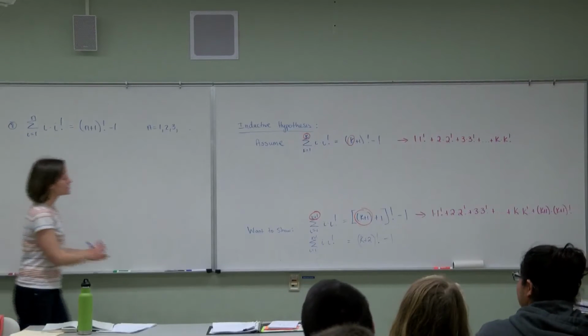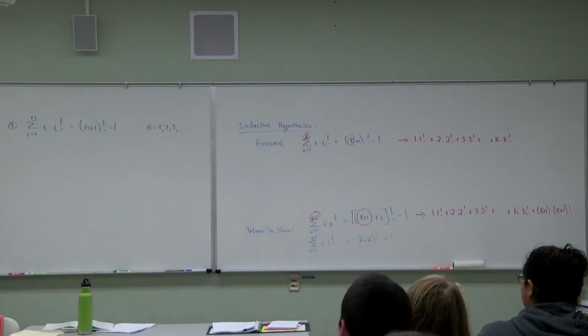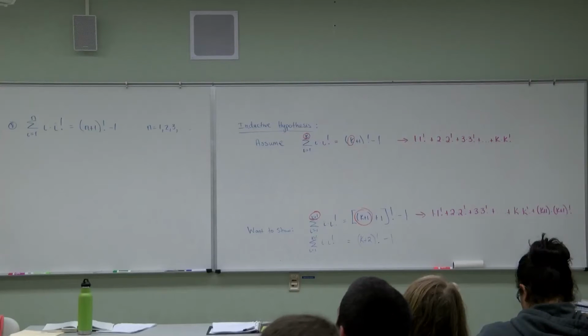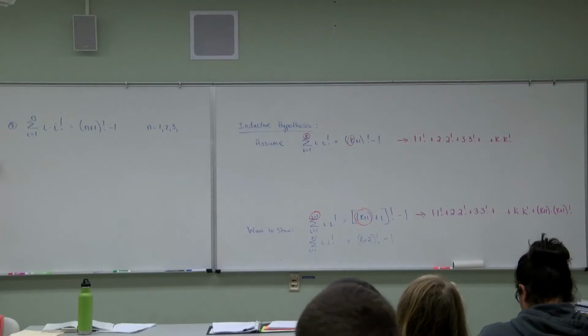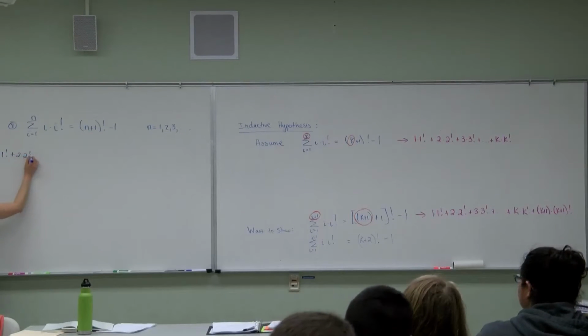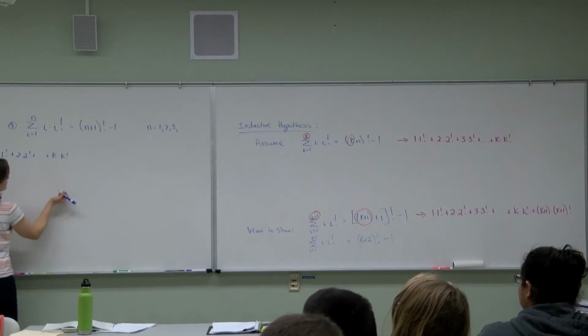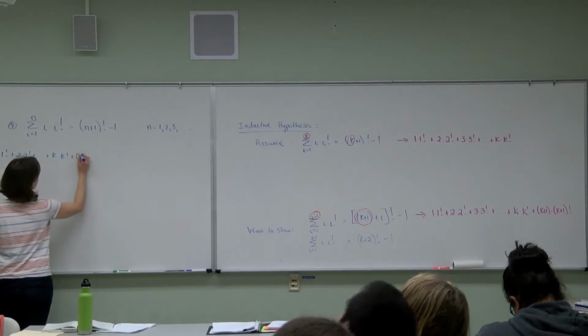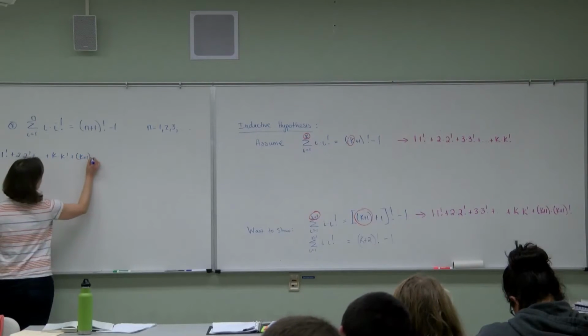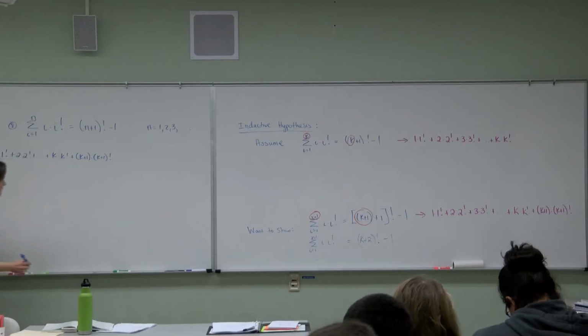Okay, so if we start again, yeah, with this thing. I'm just gonna still write it in the summation so that we kind of remember where we are starting and then where we're gonna go. So we said we can write this as 1 times 1 factorial plus 2 times 2 factorial plus all of that stuff up through k times k factorial. And then we have that final term as k plus 1 times k plus 1 factorial.